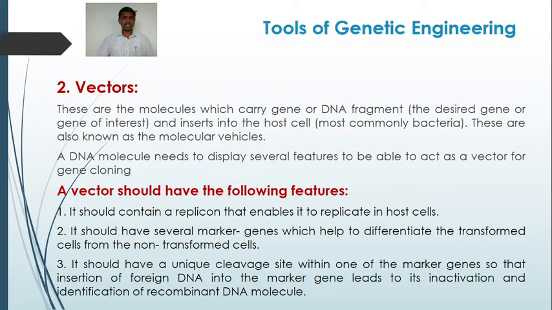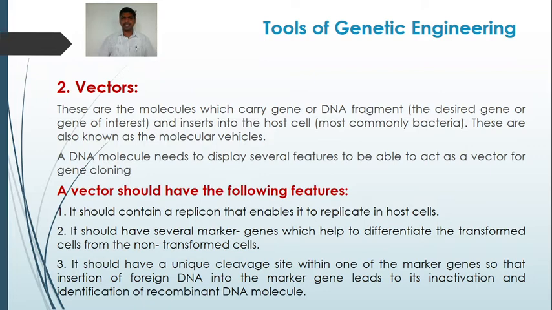It should have several marker genes which help to differentiate the transformed cells from the non-transformed cells. So the vector DNA should have several marker genes, for example antibiotic resistance genes. These genes help to differentiate the transformed cells from the non-transformed cells.